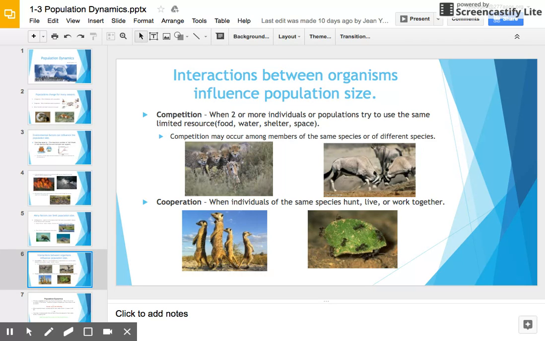Then cooperation is the term we use to describe it when individuals of the same species hunt or live or work together. So you see in the picture the meerkats. They live in a colony, and in this picture they're standing up working together to look for probably predators. Here there are some ants working together to move this large leaf.